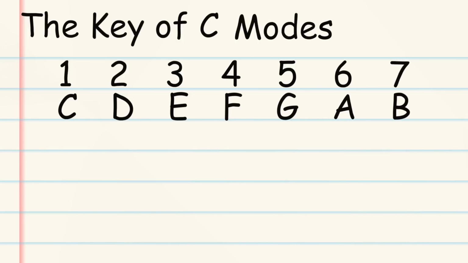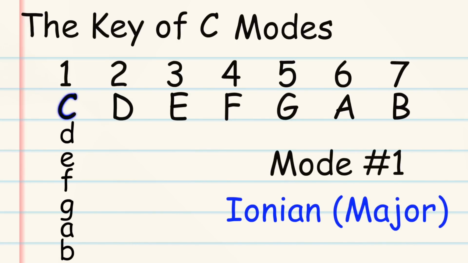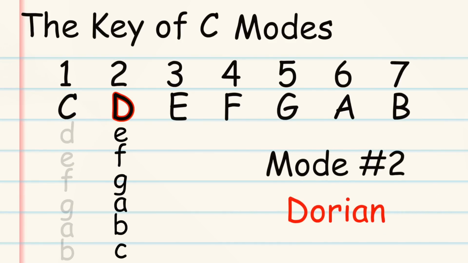So, the first mode in the key of C would just be C, D, E, F, G, A, B. Now it would sound like this. C, D, E, F, G, A, B, and then end where it started on another C, okay? Now the second mode would be D, E, F, G, A, B, C, D. So that would sound like this. D, E, F, G, A, B, C, D.